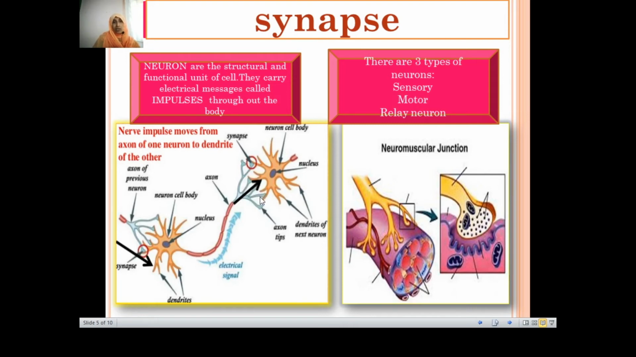Once the signal reaches the nerve ending, the electrical signal again gets converted back to a chemical signal, and these chemicals are released into the space. This space is the synaptic space. Once released, they are again taken up by the dendrites.